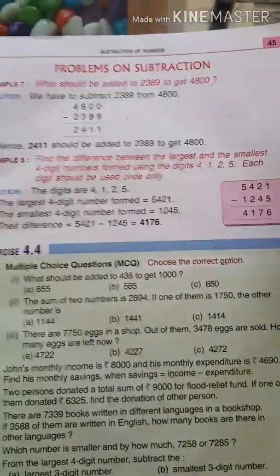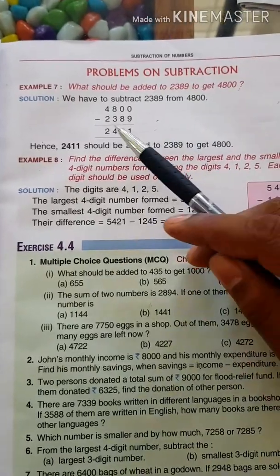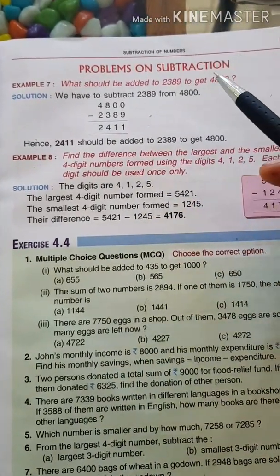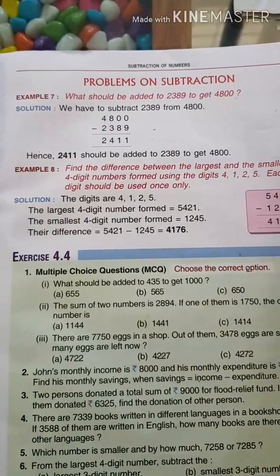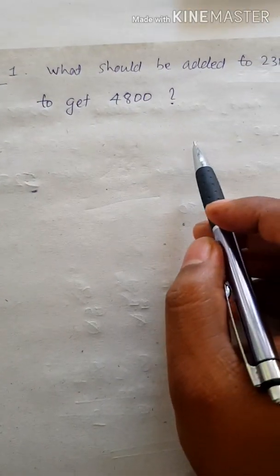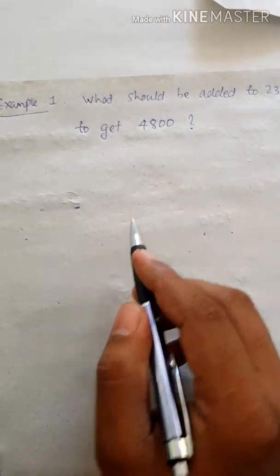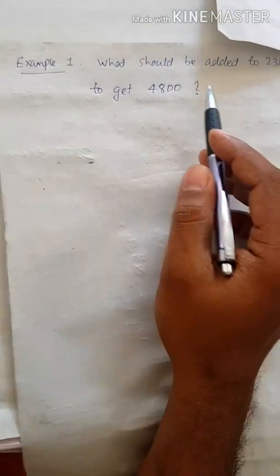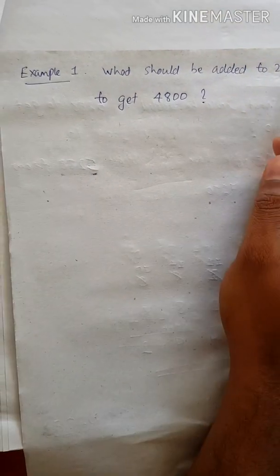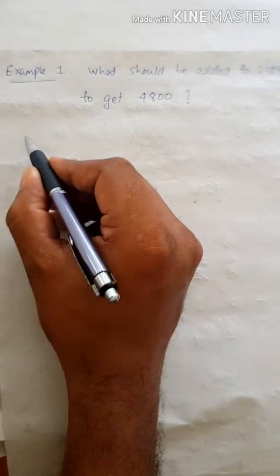Okay, let's move to the next section, problems on subtraction. Here they have given one example. What should be added to 2389 to get 4800? Okay, let us check. Here the question is: what should be added to 2389 to get 4800? For this question we have to subtract 2389 from 4800. Okay, let us start.